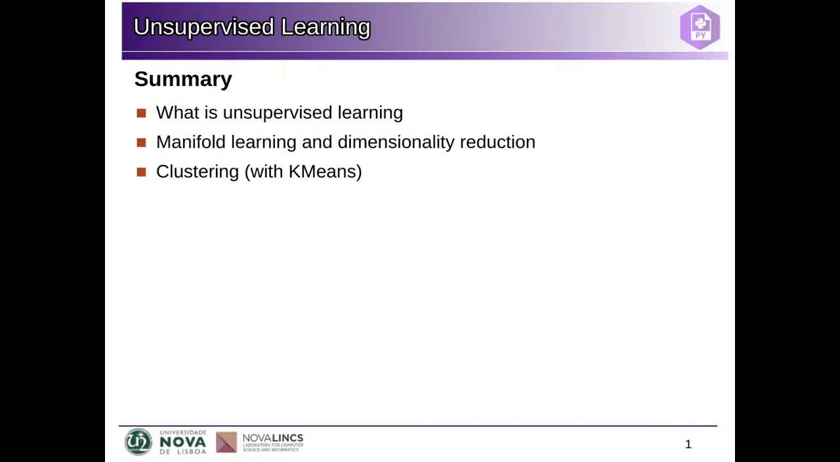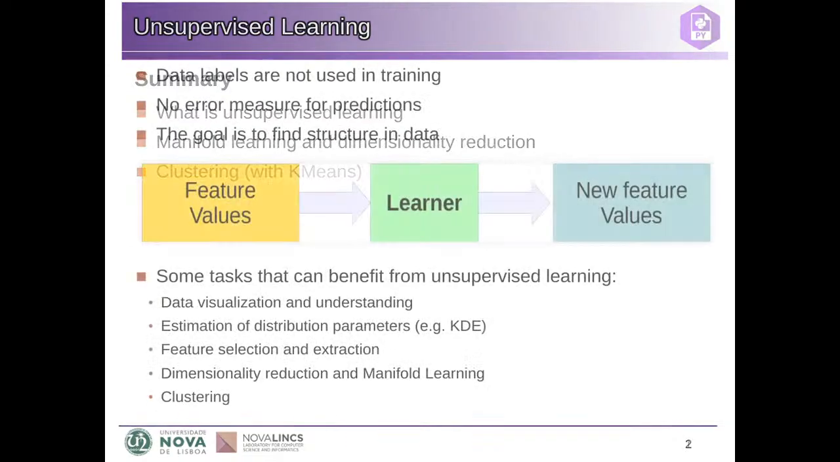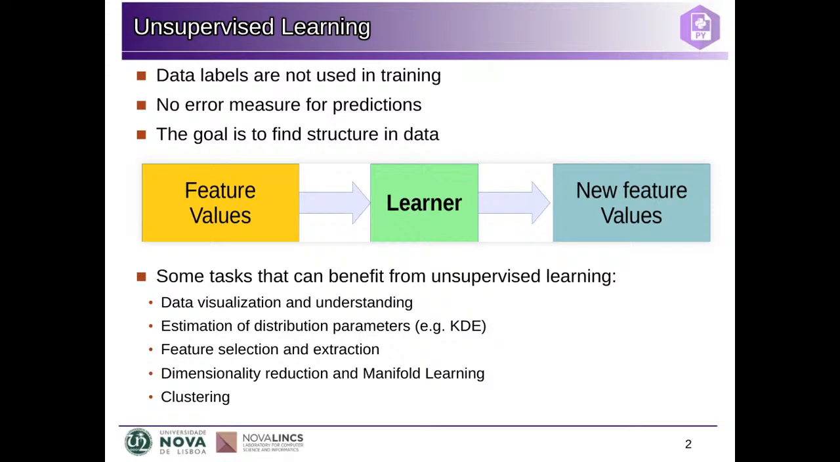One for dimensionality reduction. I'm going to talk about manifold learning and also mention principal component analysis briefly. And then we're going to look at clustering, which is grouping together similar examples. And we're going to use k-means as an example of a clustering algorithm, but you have lots of different clustering algorithms in Scikit-Learn.